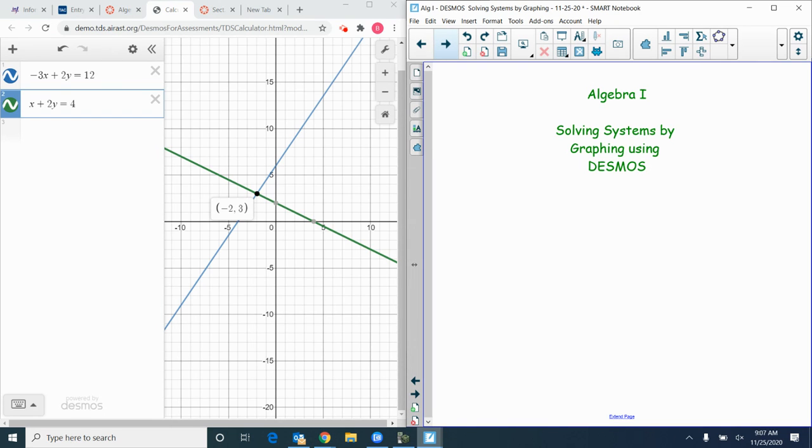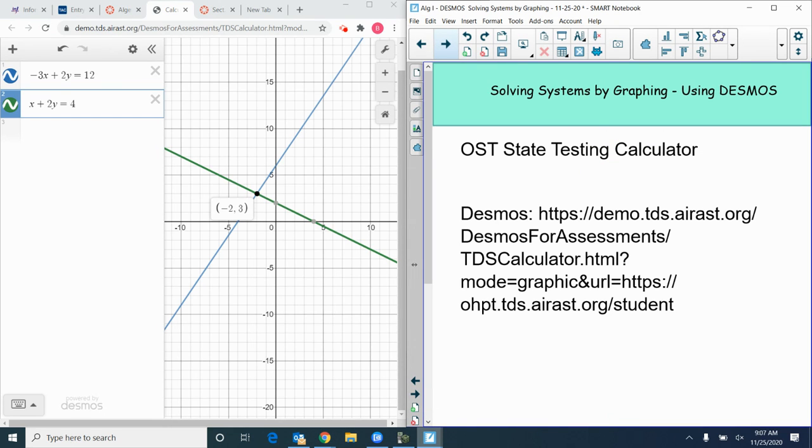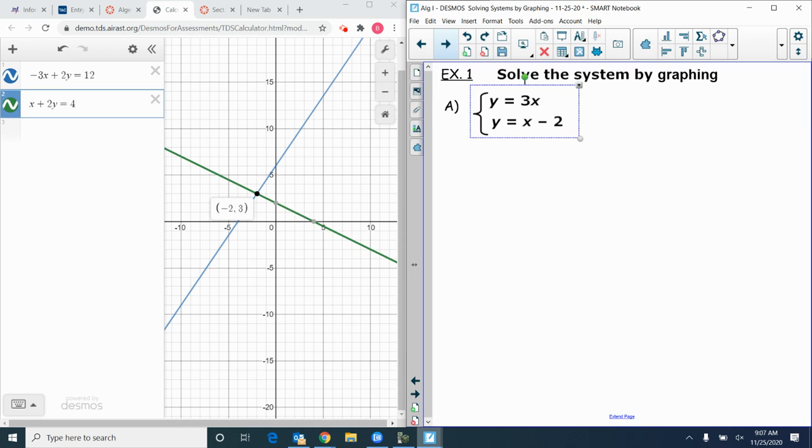All right, so we just want to solve some systems by Desmos. You're already at that calculator. I'll keep that tab up. All right, type in those two and see what the solution is.